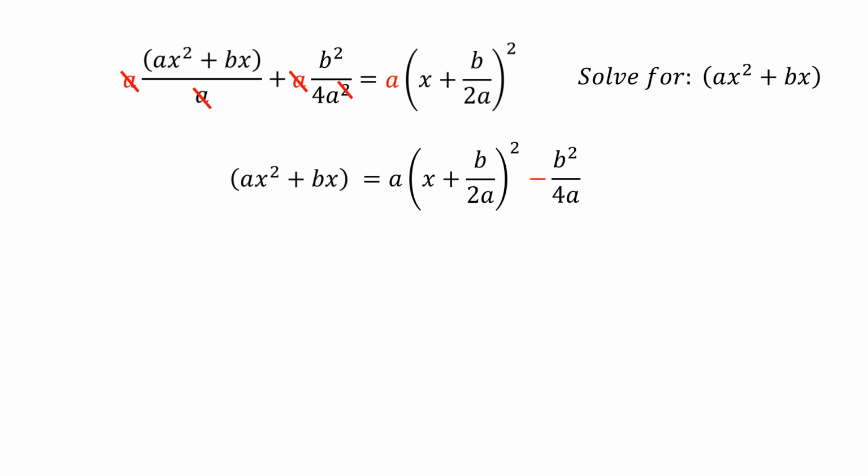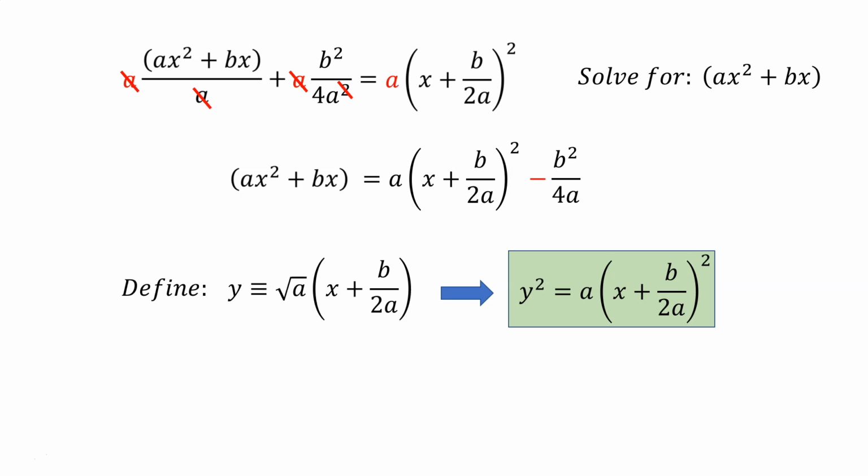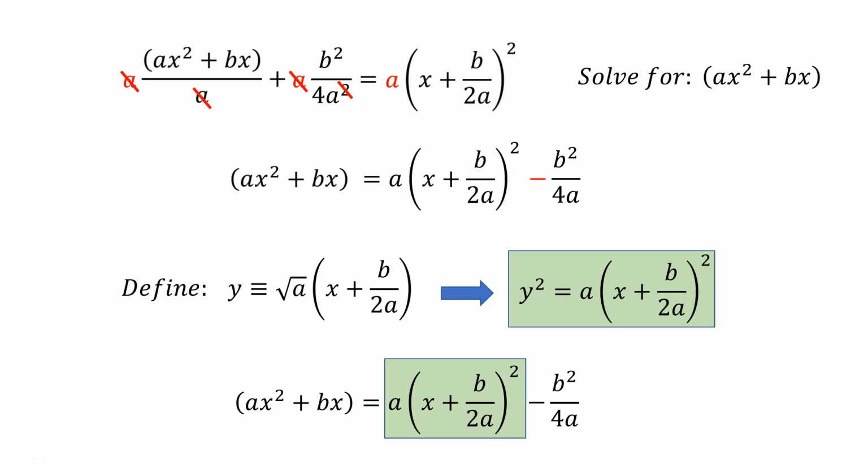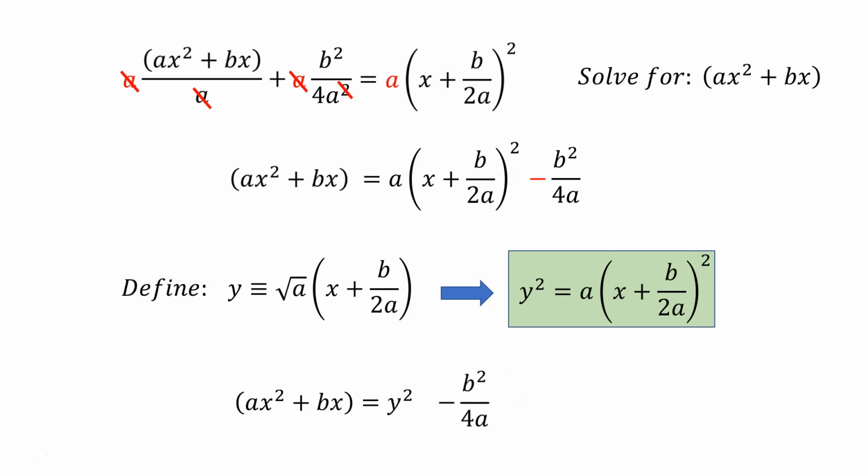b squared over 4a. Griffiths makes the clever choice to define y equals the square root of a times (x plus b over 2a). The triple bar equal sign is a notation which means that this is a definition and not a derivation. If we square both sides, we get y squared equals a times (x plus b over 2a) squared. If we go back to our equation, we can see that this term can be replaced with y squared. When we do this, we get ax squared plus bx equals y squared minus b squared over 4a, which is what Griffiths originally gave us.